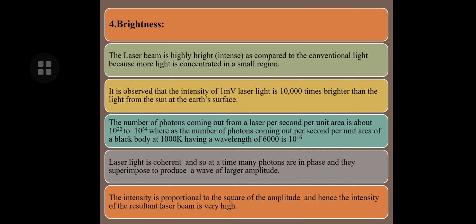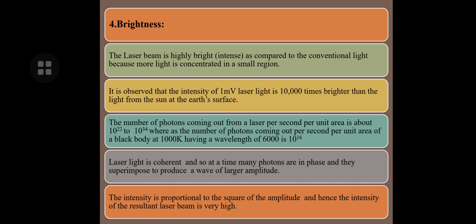The next one is brightness. The laser beam is highly bright compared to conventional light because more light is concentrated in a small region. Here we know that in spontaneous emission we get only one photon. In stimulated emission we get two photons, and these two photons are focused on a small point due to the high directionality. That's why its intensity is more compared to others.